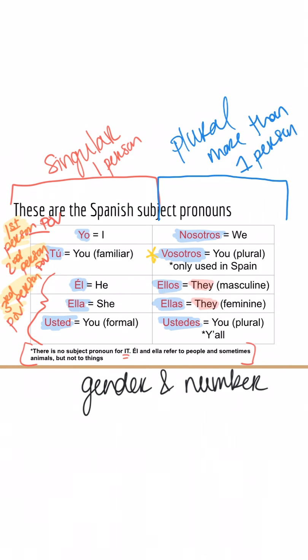Right. Okay. But you're going to notice there is a pattern to the breakdown. So for nosotros, I'm included. It's we, not just they, but I'm included. So we call this the first person, not singular, but plural point of view. I think my note kind of went off the side there.